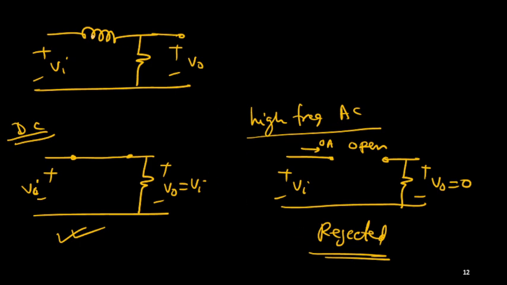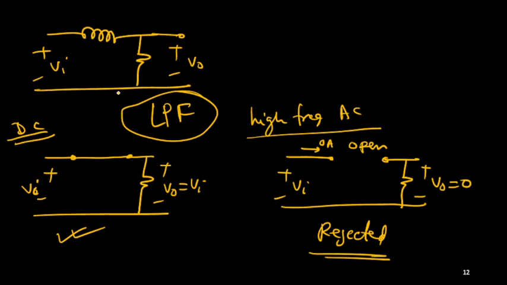So because of this inductor in series, this high frequency component is rejected, and the low frequency signal can easily pass through. So this is again a low pass filter. Okay, so quickly we can decide whether it is a low pass or high pass filter.